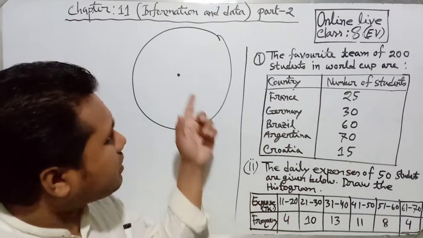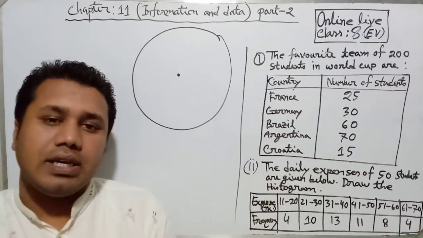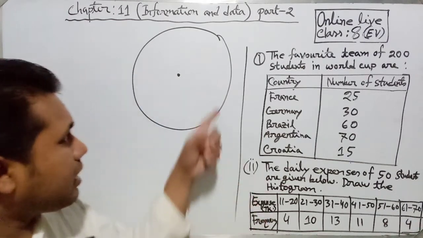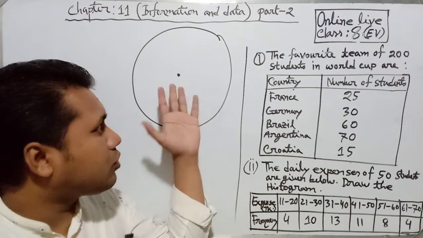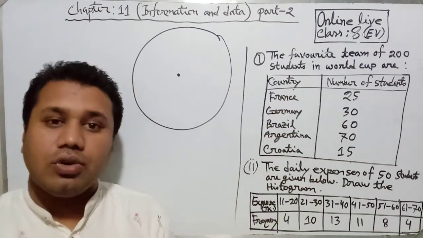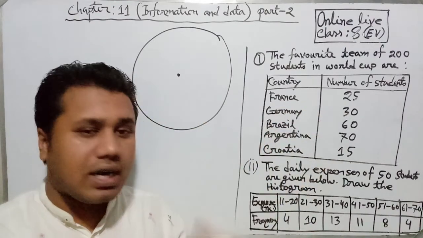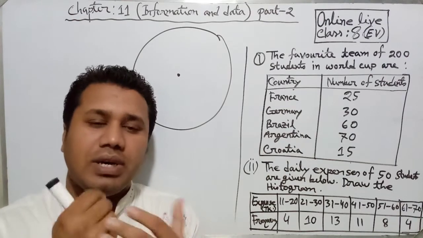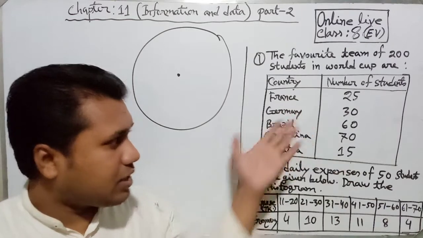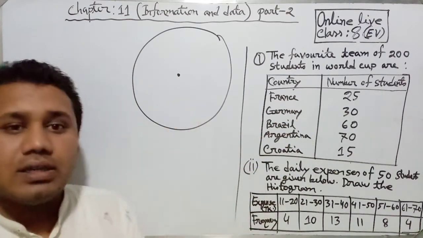Clear? Now dear students, look, at the center of a circle, how many degrees are formed? We know this is 360 degrees. Now in our 360 degrees, we have to divide among the 5 countries. Clear? So now 360 degrees indicates the whole circle. Now which country will contain how many degrees? So at first it is necessary to find how many degrees in the circle each country deserves.